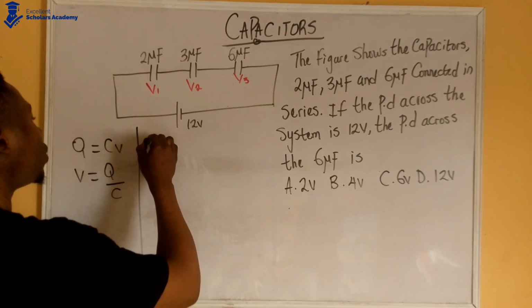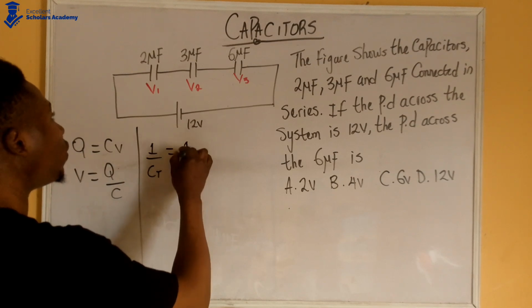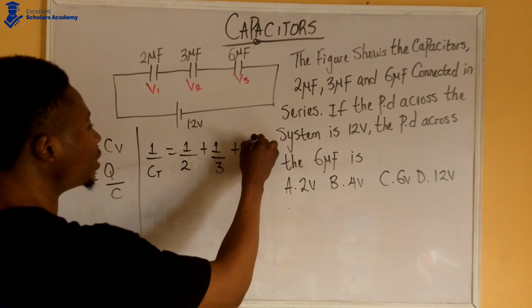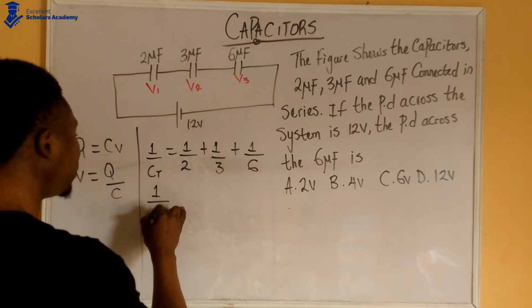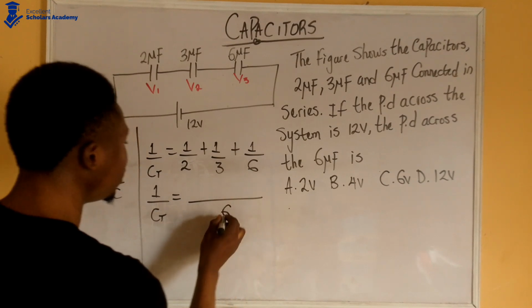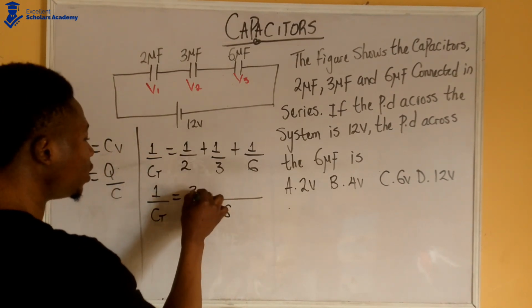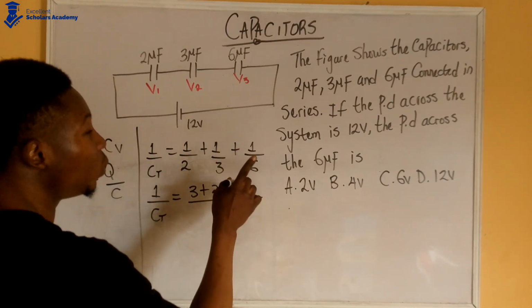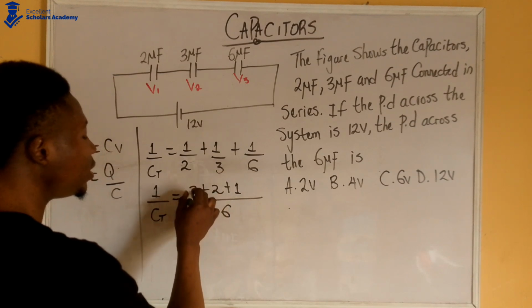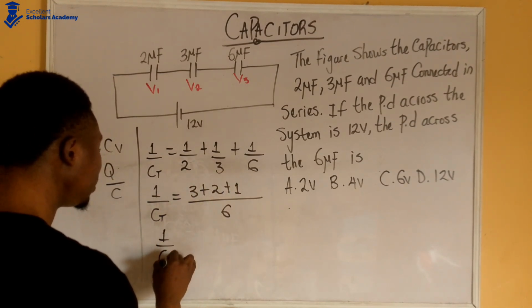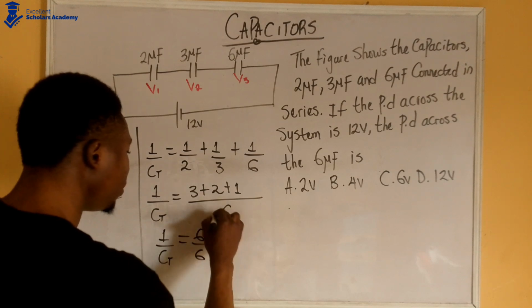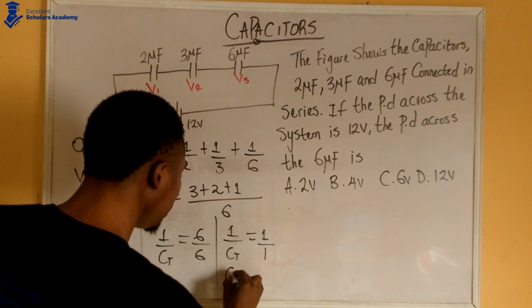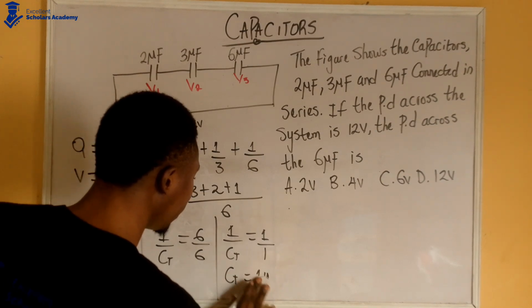So it becomes 1 over Ct is equal to 1 over C1, which is 1 over 2, plus 1 over 3, plus 1 over 6. The LCM of 2, 3, and 6 is 6. 6 divided by 2 gives us 3, 3 times 1 is 3. 6 divided by 3 gives us 2, 2 times 1 is 2. 6 divided by 6 gives us 1, 1 times 1 is 1. 2 plus 3 plus 1 gives us 6. So we have 1 over Ct is equal to 6 over 6, meaning 1 over Ct is equal to 1. Now cross multiply, you're going to have Ct is equal to 1 microfarad.